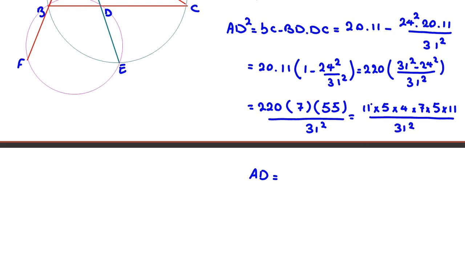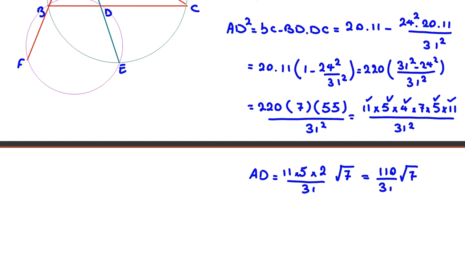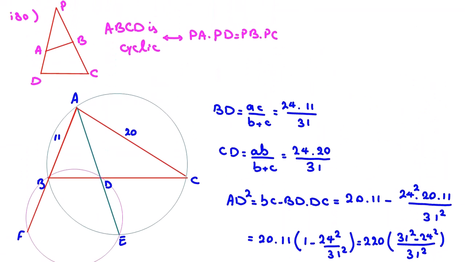We have 2 11s, so if we take the square root, 1 11. We have 2 5s, so 5. We have 1 4, so we can consider 2 over 31 root 7. It will be 110 over 31 root 7. Now, as I said, we want to find AE. For finding AE, we know AD, we know BD, we know DC, so we can find DE.